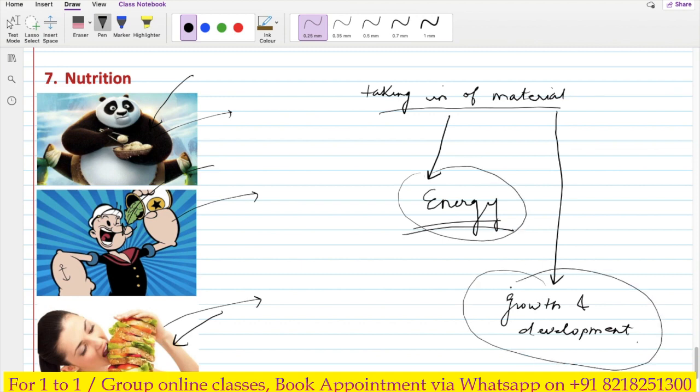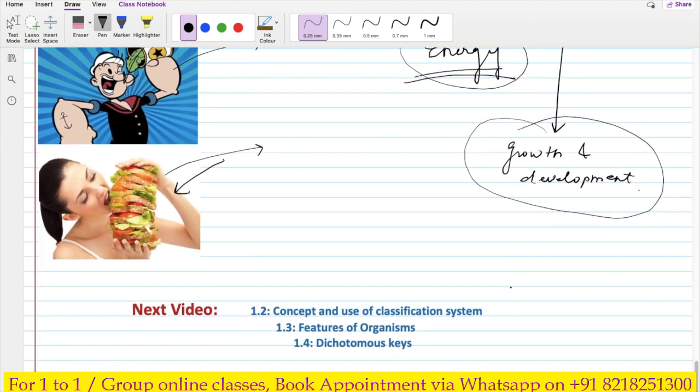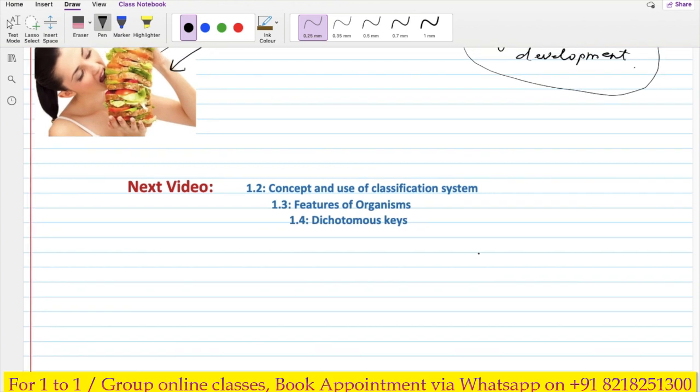This is nutrition. So that is the end of 1.1. In the next video, we'll be seeing what is the need of classification, what are the features of organisms as per the classification, and the dichotomous key. I'll try to make that as simple as I can so that you can score good marks further.